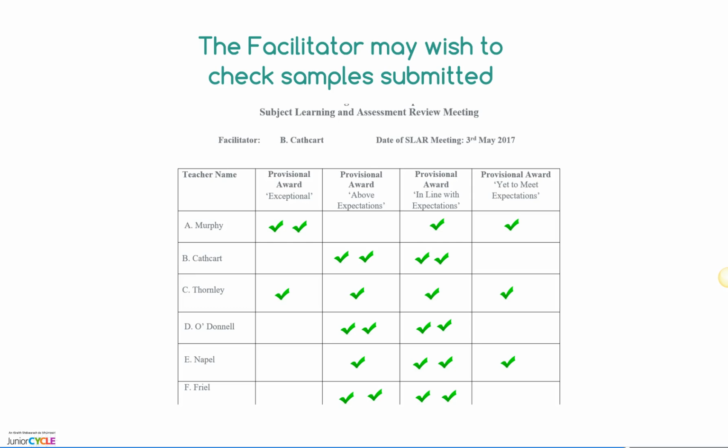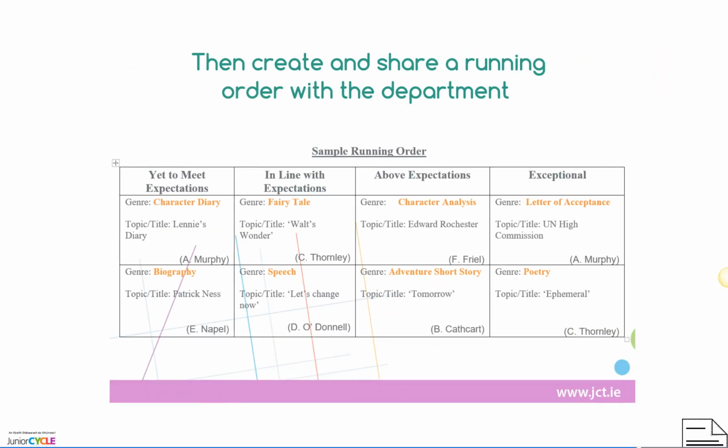At this point, the facilitator is ready to create a running order. The running order template that you see here illustrates not just the descriptor that each of the 8 pieces we plan to discuss in the SLAR meeting was awarded, but it also shows the genre of the piece of writing, as well as the topic or title of the piece. This will provide useful background information for all teachers participating in the SLAR meeting.